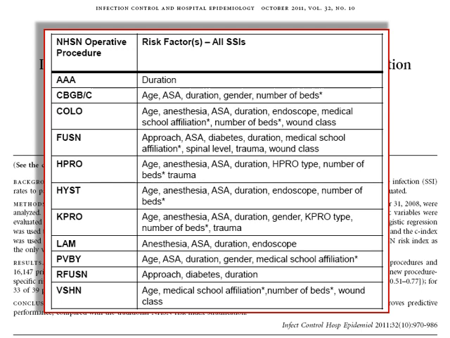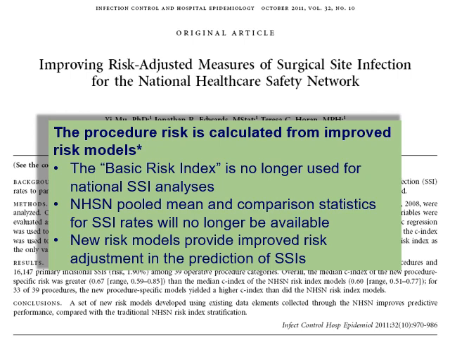We can use this as it is, but ideally we have to create our own risk factors from our data here in Saudi Arabia. So the new procedure risk is calculated from improved risk models, and these are done through logistic regression models or prediction models done in a large data set, national data set.